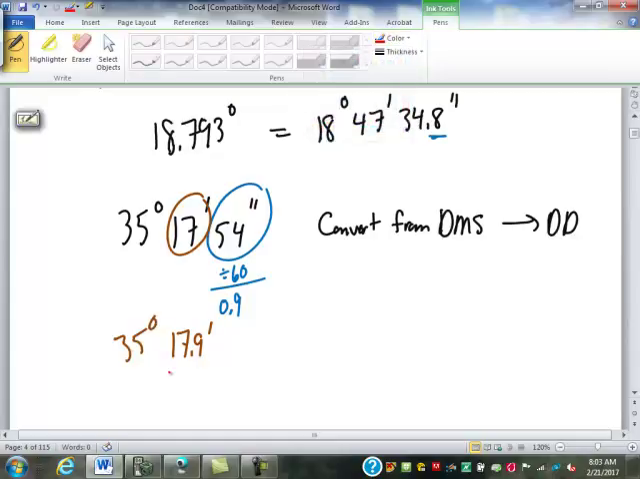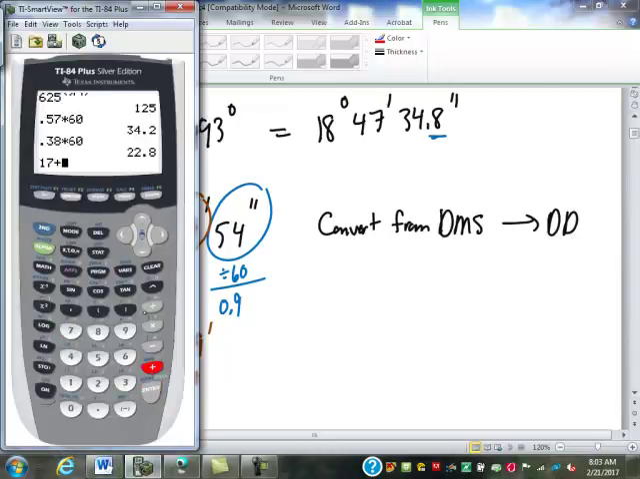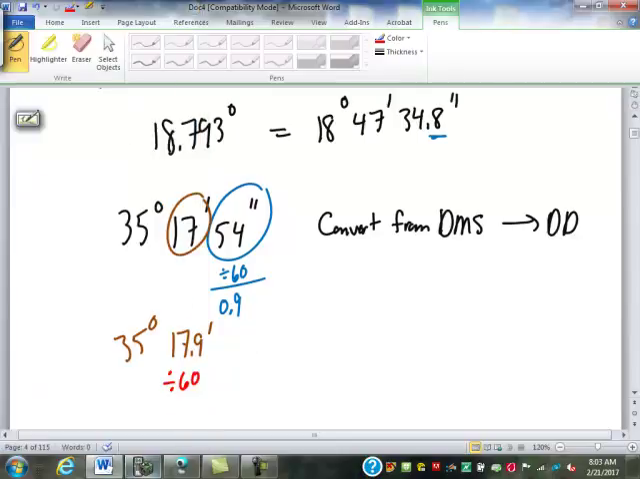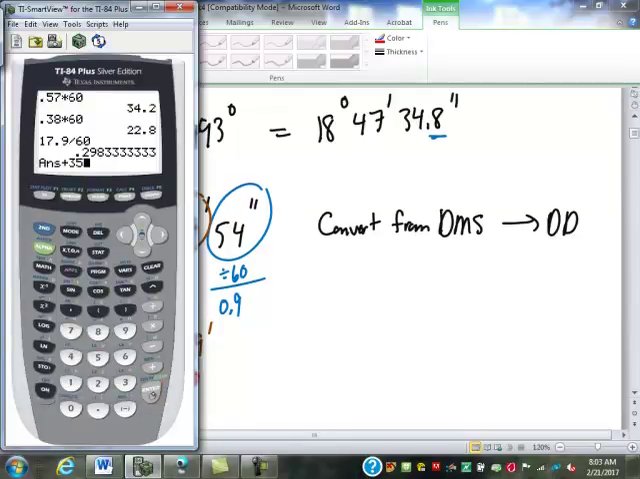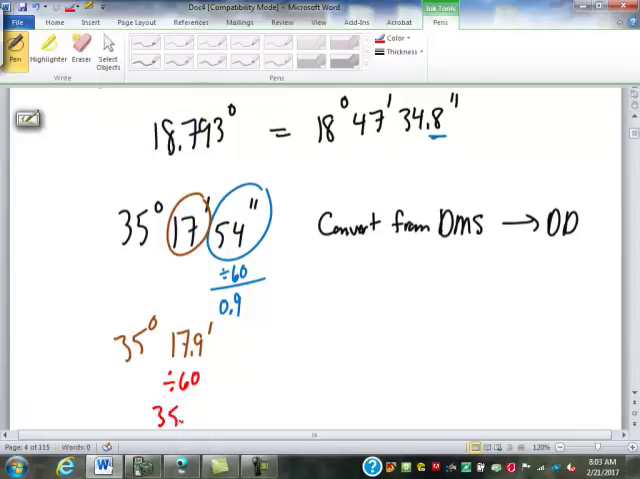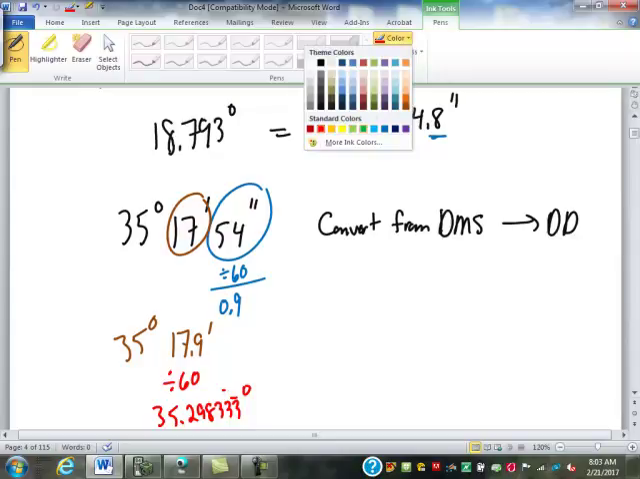Now I take my 17.9 and I divide by 60. Which is going to give me 0.298333333. To that I add my 35 degrees. So I have 35.2983333 degrees. Does that make sense? So can you just punch it in your calculator? On your calculator, the hard part is just getting it entered.